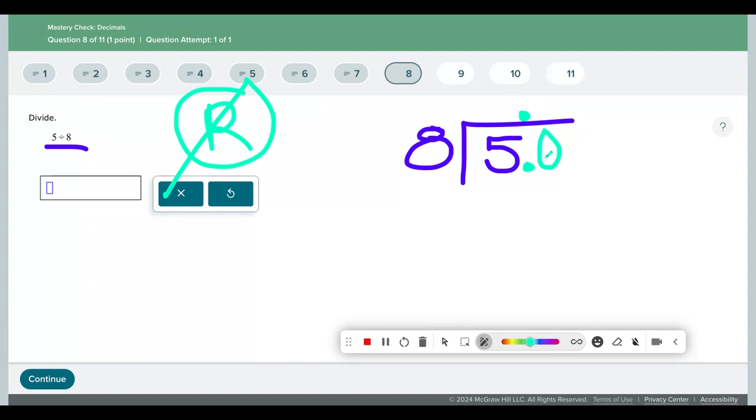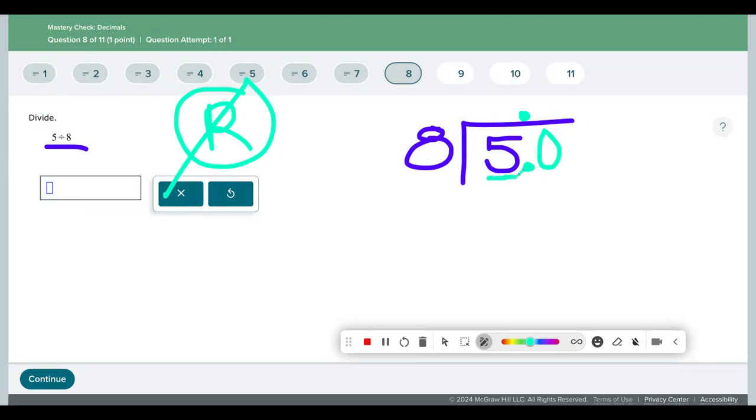Did I change the value? At first I had 5, right? Now I have 5 and 0 tenths, I guess. No, it's still worth 5. I could put a bazillion zeros after here and it would still be worth 5. So it doesn't matter. I did not change the value. Okay. The lovely thing is though, now I can say 8.